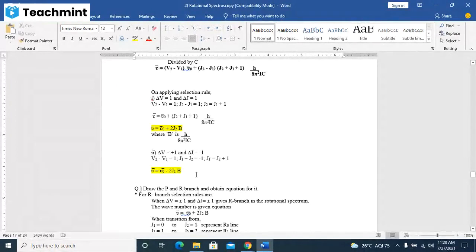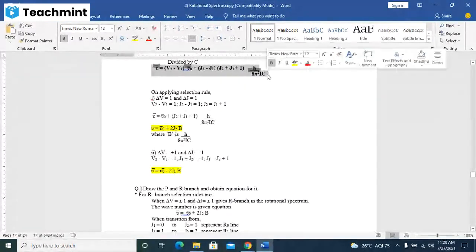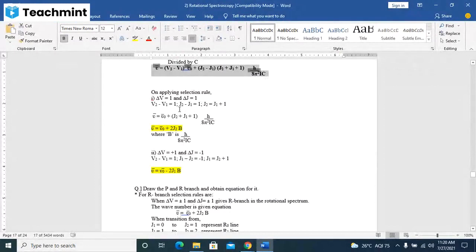vibrational rotation spectra. This is the vibration rotational spectra that you have to remember. The wave number for this vibrational rotation spectra is given by this formula. Nu bar is equal to this, and we have considered the selection rule. As per the selection rule, if delta V is equal to plus 1 and delta J is equal to plus 1, then this thing is possible, and if delta V is plus 1 and delta J is equal to minus 1, then this wave number will be there. Please remember this thing.